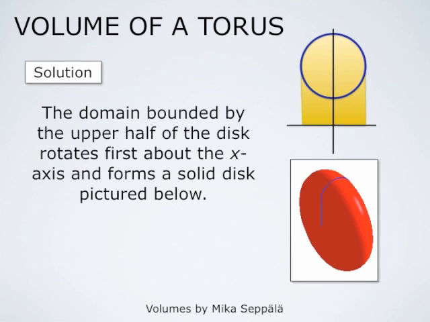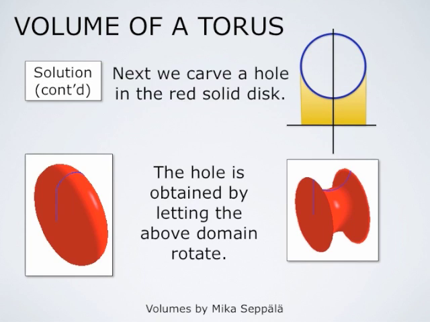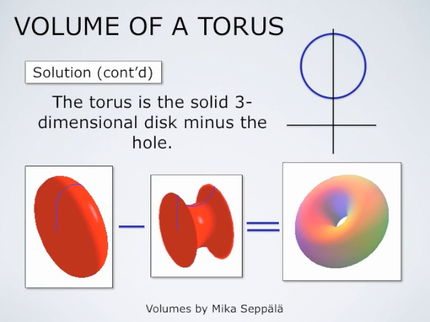Now the torus had a hole. This red solid disk does not. We have to carve a hole into this red solid disk, and we do that by letting the domain, now indicated by yellow here in the picture on the right, rotate around the x-axis. Then we get a different solid of revolution, and this solid of revolution corresponds to the hole of the torus. So we observe that this torus for which we have to compute the volume is this big 3-dimensional solid red disk minus the hole. That is the torus.